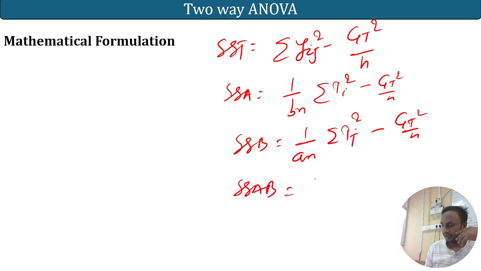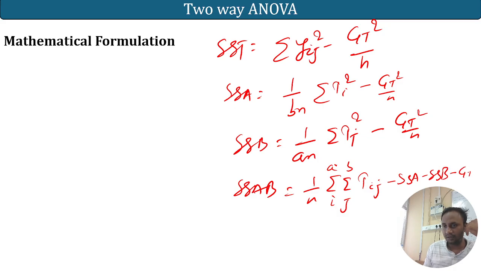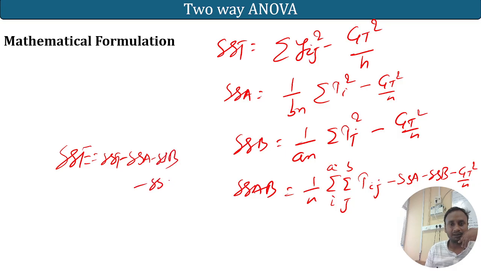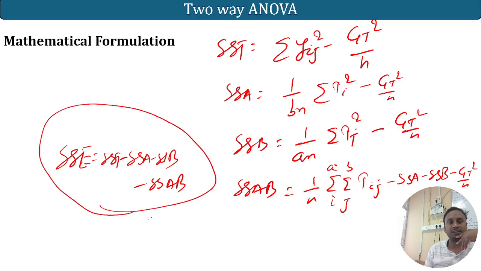SSAB will be 1 by n summation of I, J, till A, B, T I J square, minus SSA minus SSB minus GT square by N. Then SSE will become SST minus SSA, SSB, SSAB. So this is the whole idea of solving the problem. So can we solve one problem?